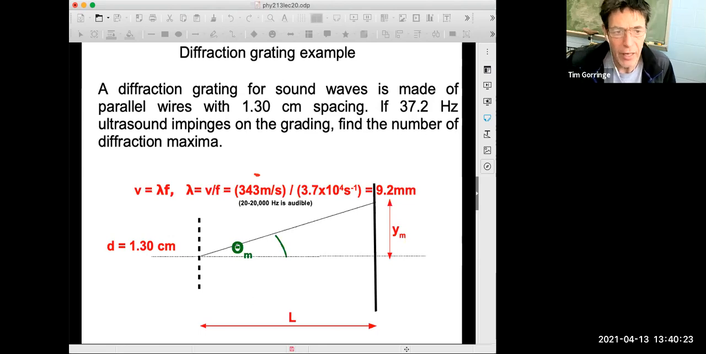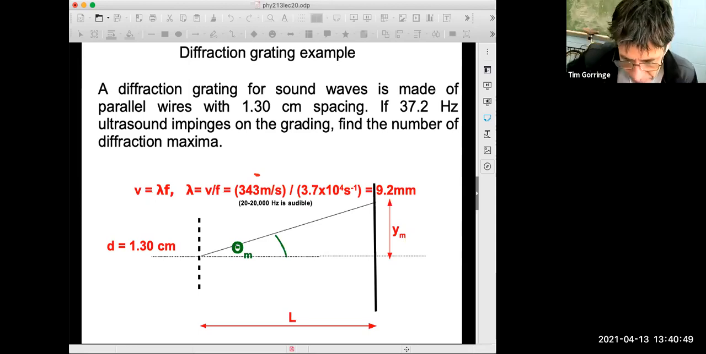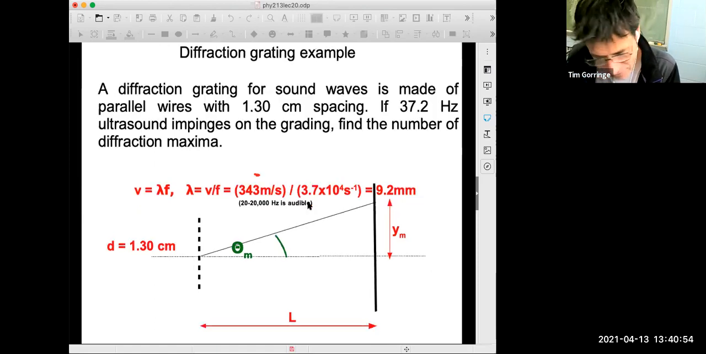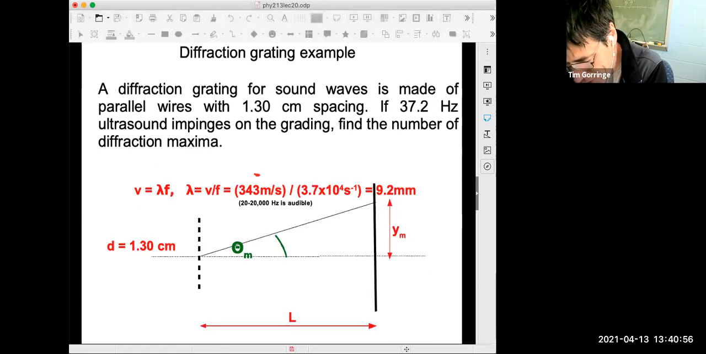And we're going to illuminate this sound diffraction grating with sound. Now, actually, in this problem, we're not illuminating it with sound that you can hear with your ears, but we are illuminating it with sound. Sound is vibrations in the air, and there's a certain range of vibrations in the air that you can hear audibly. If you're young. Oh, clearly I'm old.